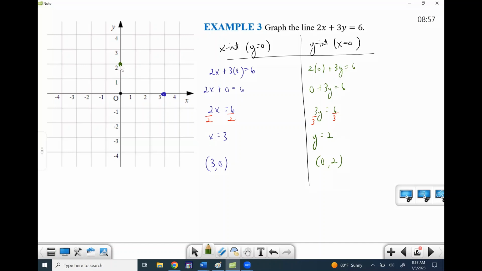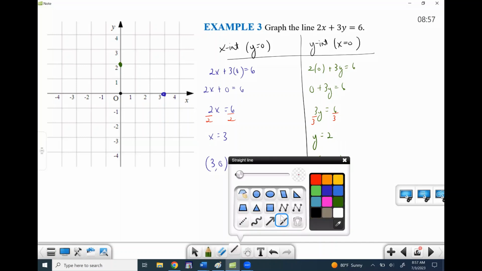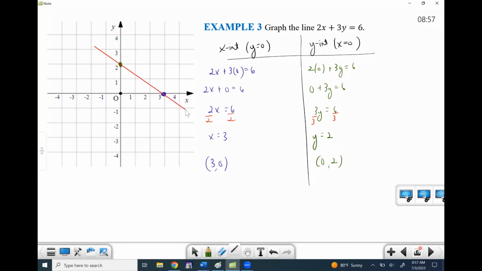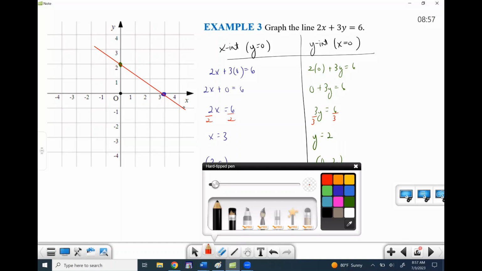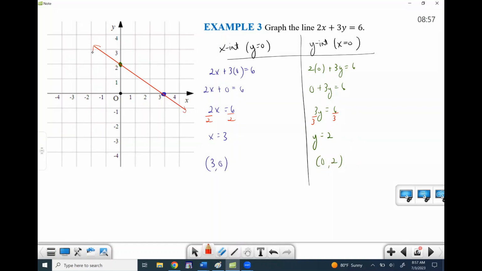Now, as long as you have 2 points, you know exactly what line it is. There's only one line that can go through 2 points. So that is going to be this line right here. So you can use intercepts to find the graph of a line.